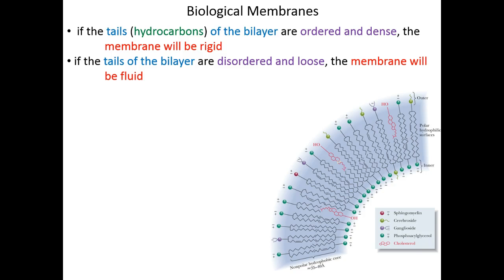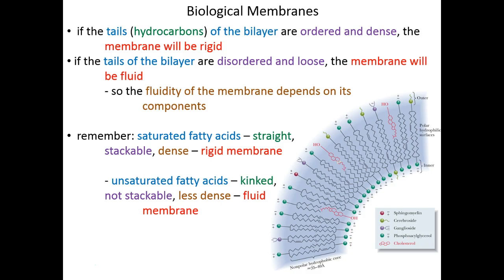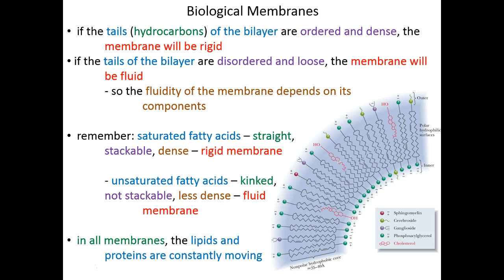The more double bonds you introduce, the more unsaturated those tails are, the less rigid they will be, the more fluid the membrane will be, and therefore we have a less dense membrane. That's how bacteria do it. We don't do it that way. For us, the fluidity of our membrane depends on what's present in that membrane. So remember, if we have straighter, denser, more compact components, we have a more rigid membrane. If we have less dense, less stackable components, we have a more fluid membrane.